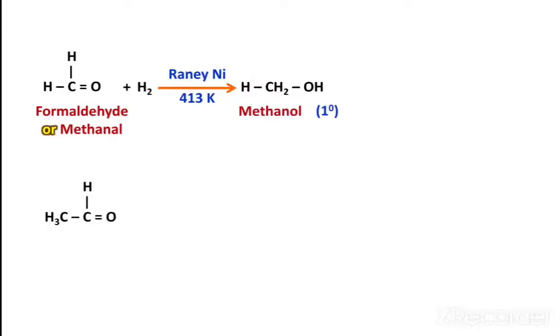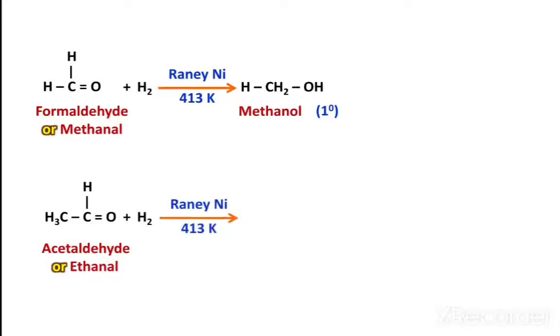Now the second example, acetaldehyde, or ethanal, plus H2 in presence of nickel, heated at 413 Kelvin, and here we get CH3CH2OH, that means ethanol. Again here we get a primary alcohol. Formaldehyde, then acetaldehyde, treatment with H2 in presence of nickel is a simple reduction, and we get the primary alcohol as the major product.